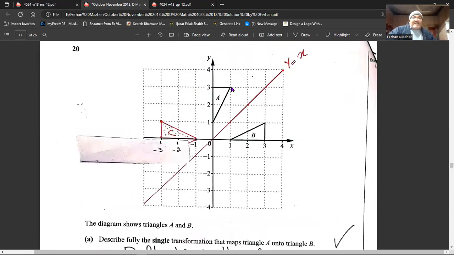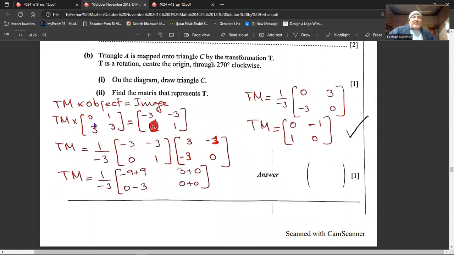Same points I will take in the image. In the image 0, 3, its image is -3, 0, and 1, 3, its image is -3, 1. So I will take 2 points on the object, 2 points on the image. This is the technique how we find the transformation matrix. Remember the formula, the transformation matrix multiplied by the object is equal to the image. So the transformation matrix, object 2 points I have taken 0, 3, 1, 3. Their corresponding points on the image are -3, 0, -3, 1. I want to find the transformation matrix. So this matrix will go to the other side.